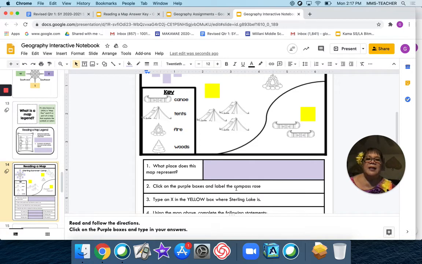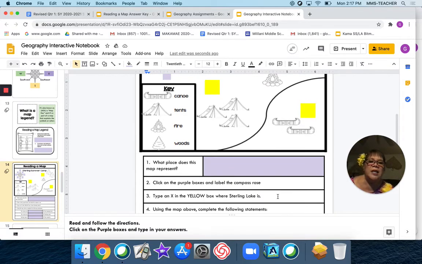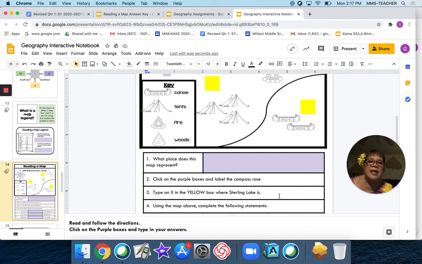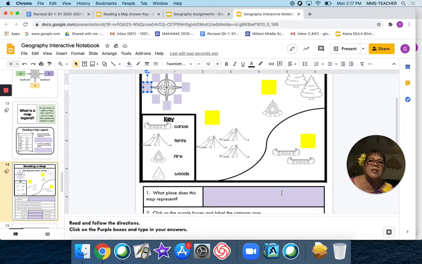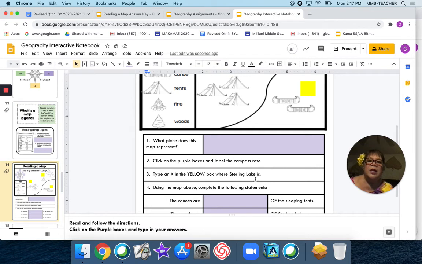Okay? Then click on the purple boxes and label the compass rose, like I showed you. Then put an X in the yellow box where Sterling Silver Lake is. So where is Sterling Silver Lake? Okay, where do you think the lake is? Yeah, that's it. Okay, so you're going to put an X in the yellow box where the lake is.